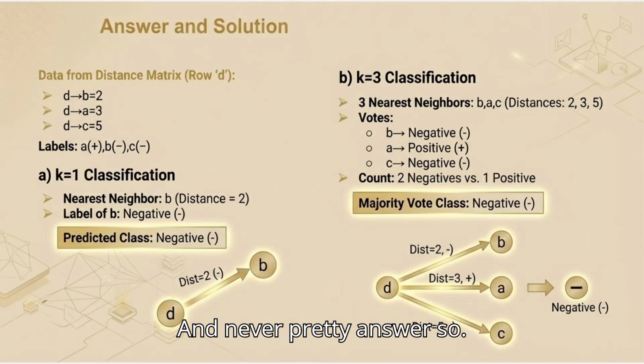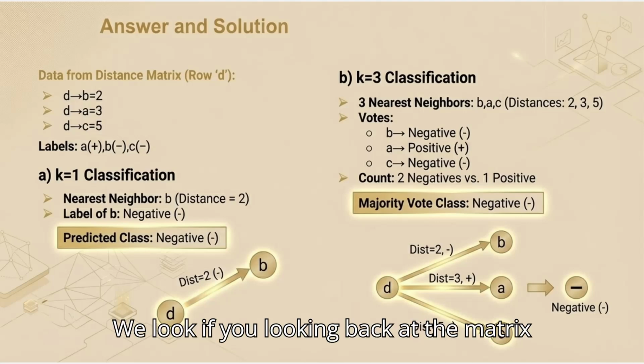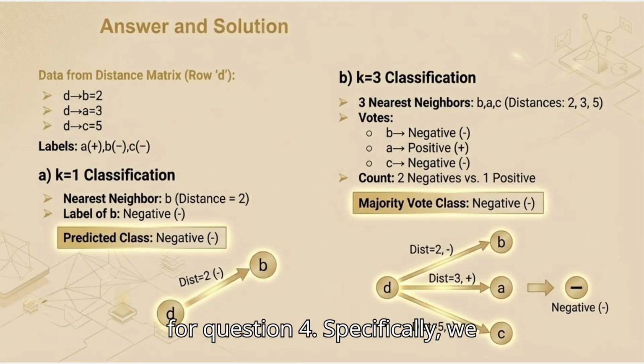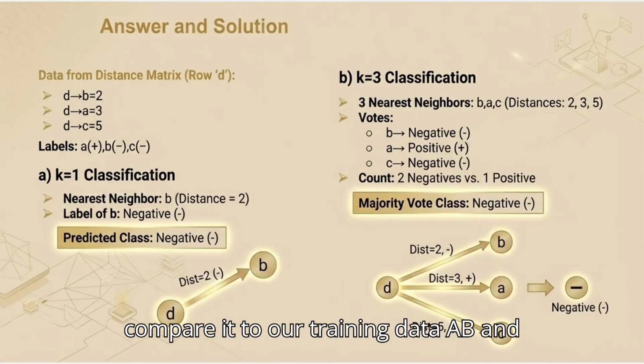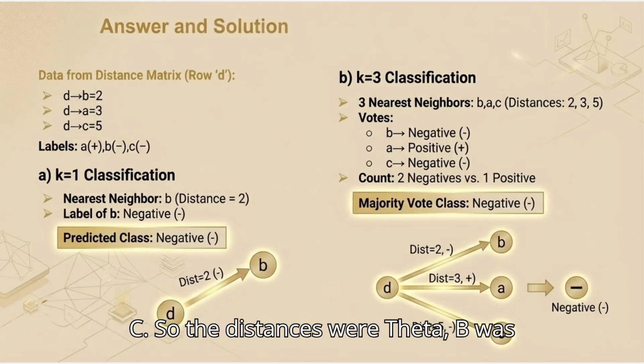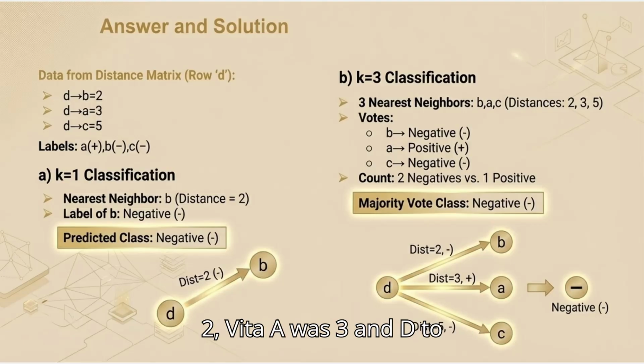And here's the answer. If you're looking back at the matrix for question 4, specifically, we look at the row for D and compare it to our training data, A, B, and C. So the distances were D to B was 2, D to A was 3, and D to C was 5.